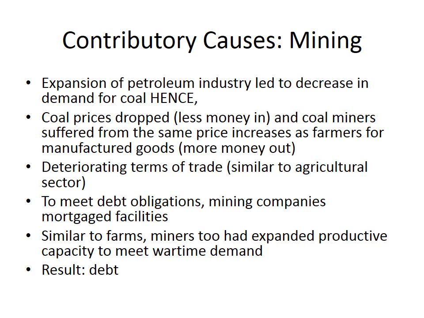It's because, one, they had unused capacity that they developed during the war to meet wartime demand, which was now sitting idle. And two, the expansion of the petroleum industry gave an alternative energy source to coal. And so coal prices collapsed during the 1920s. And so again, you have deteriorating terms of trade similar to the agricultural sector. To meet the debt obligations, they mortgage their mines, they mortgage their facilities, they over-leverage themselves, they go into hock. And so it's very much like the agricultural sector, with the result being a massive debt in the mining sector.